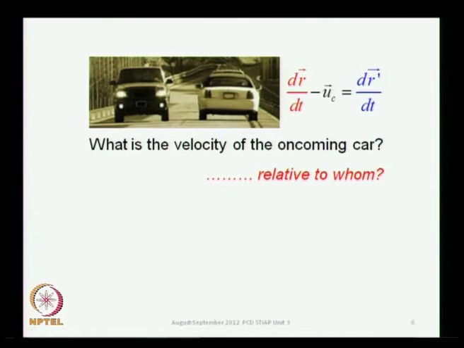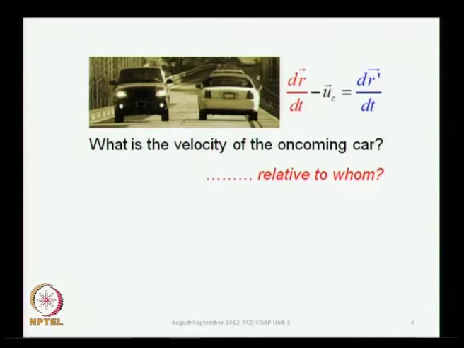Our conclusion is that whenever you are looking at the velocity of an object, you must ask velocity with respect to whom. Is it this car or the other car, and with respect to whom? Is it with respect to somebody on the road, or somebody who is sitting in one car or the other? So these are the questions of immediate relevance whenever you are looking at any object and ask how fast that object is moving.